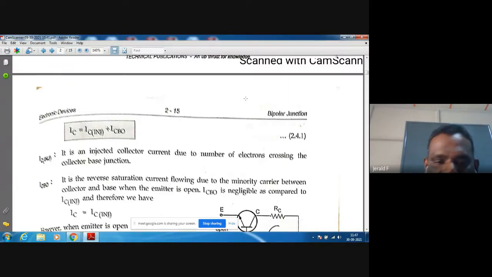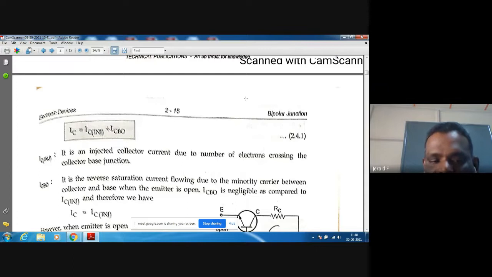It is the reverse saturation current flowing due to the minority carriers between the collector and base when the emitter is open. So ICBO is negligible compared to IC injection. Finally, ICBO is nothing but a leakage current, the reverse saturation current due to the minority carriers. What is the minority carrier? For NPN, P is the minority carrier. For PNP, N is the minority carrier.